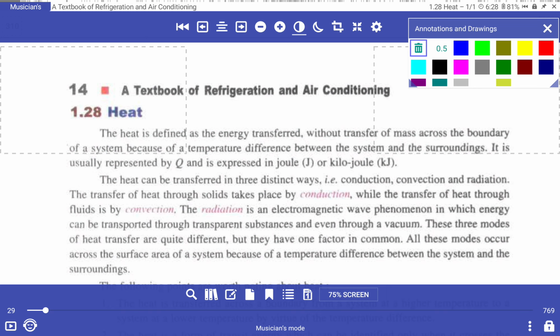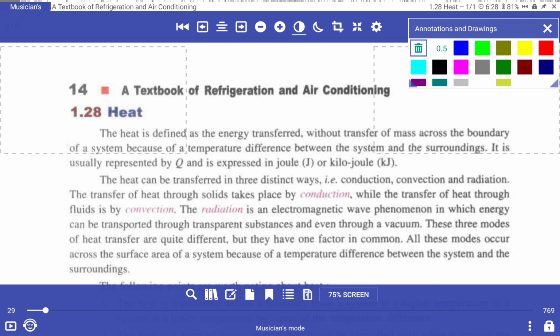Let's continue our study of refrigeration systems. Our topic for today is heat. This is just a quick review before we jump into the standard vapor cycle or refrigeration cycles. So, heat, what is heat?